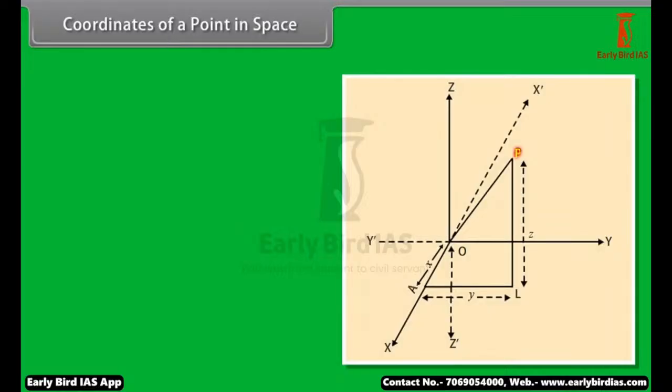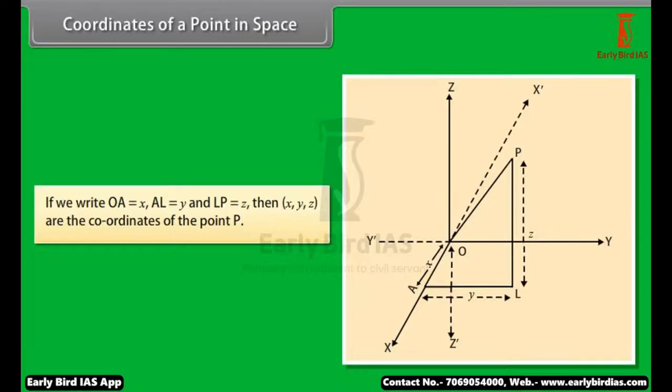Coordinates of a point in space. Let P be any point in space. Through P, draw perpendicular PL on XY plane meeting this plane at L. Through L, draw a line LA parallel to OY cutting OX in A. If we write OA equal to X, AL equal to Y, and LP equal to Z, then X, Y, Z are the coordinates of the point P.